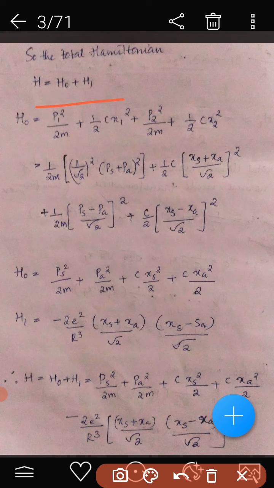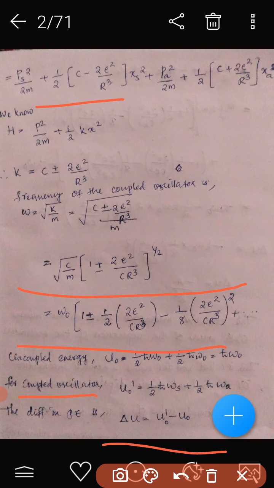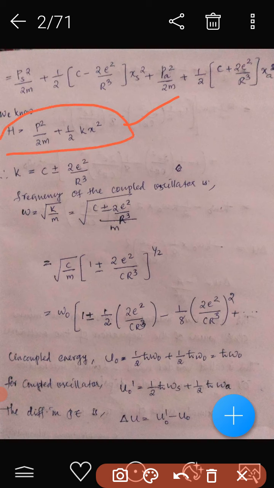Therefore, H is equal to H0 plus H1. I added these terms, H naught and H1. But we know the general form of the Hamiltonian, that is H is equal to p square by 2m plus half k x square. So I compared this equation with the total Hamiltonian, and k is equal to c plus or minus 2 e square by r cube. This is the spring constant or force constant.